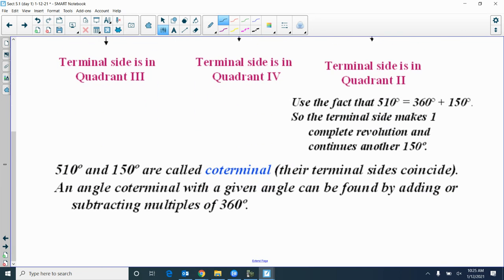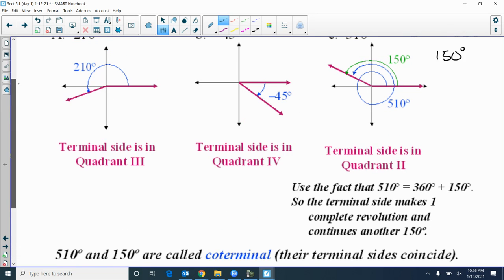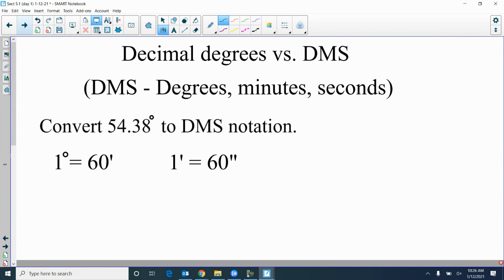Those 510 and 150 degrees are called coterminal angles. It just means their terminal sides are at the same spot. An angle coterminal with a given angle can be found by adding or subtracting multiples of 360. So technically, how many coterminal angles can I have with 150? Infinite. You just keep adding 360 degrees. So just keep adding, it's all going to be coterminal to that same angle. We'll revisit that in a few minutes, but that's coterminal.